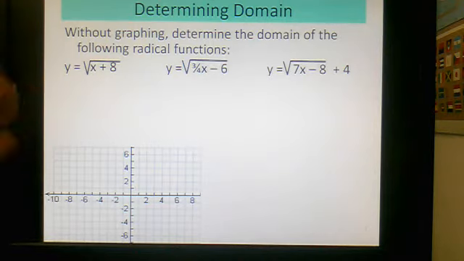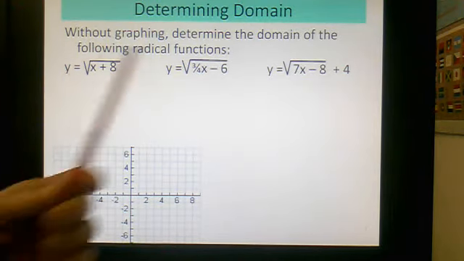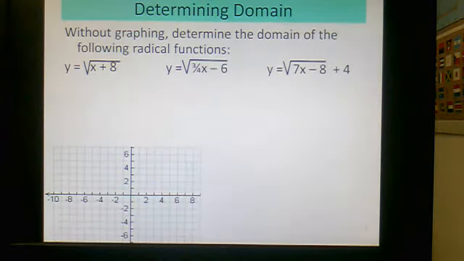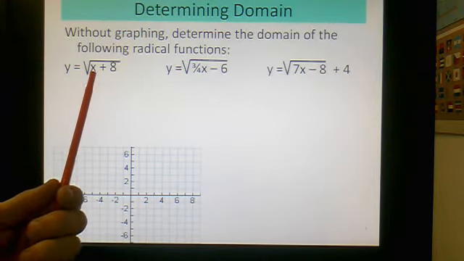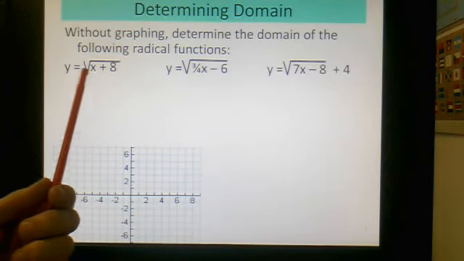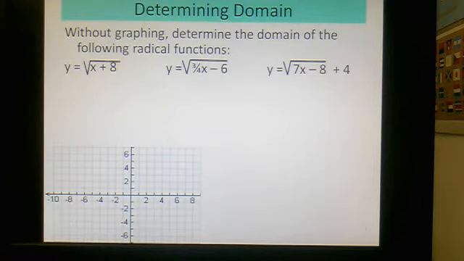Without graphing, this is not using Desmos. Determine the domain, in other words, the x values that are valid for this function. And hopefully you go, well, you can't have a negative inside here, so there's only certain numbers you could plug in here. You could plug in 1 or 2 or 3 or 4 or 5 or 6. Any positive number you could plug in for x, it would work.